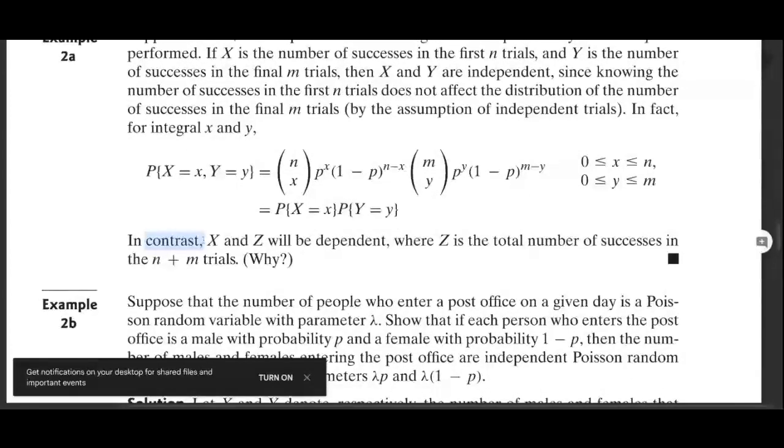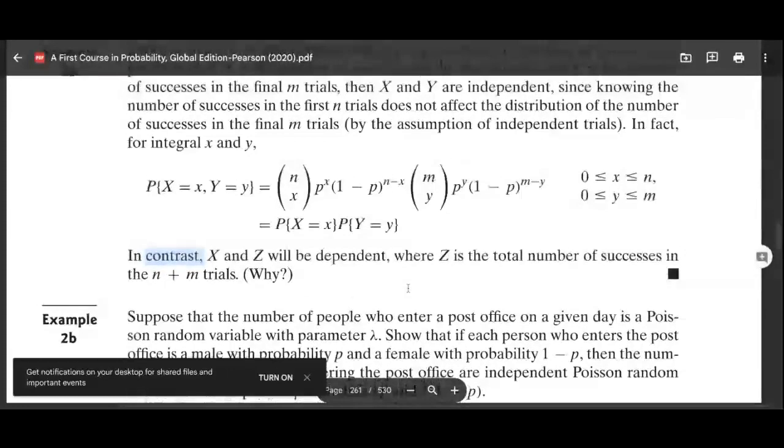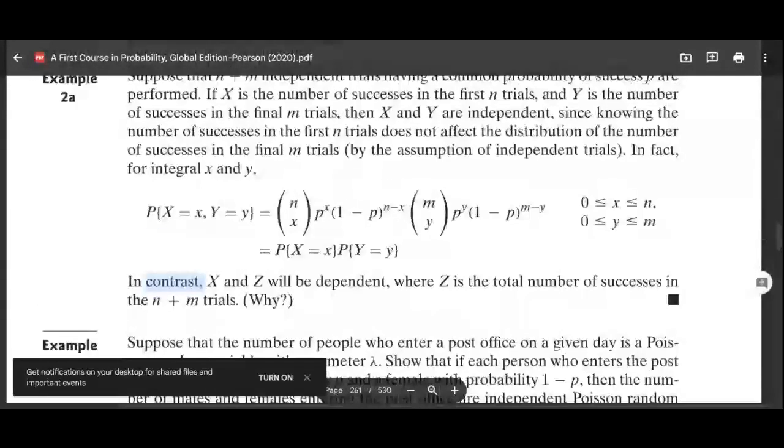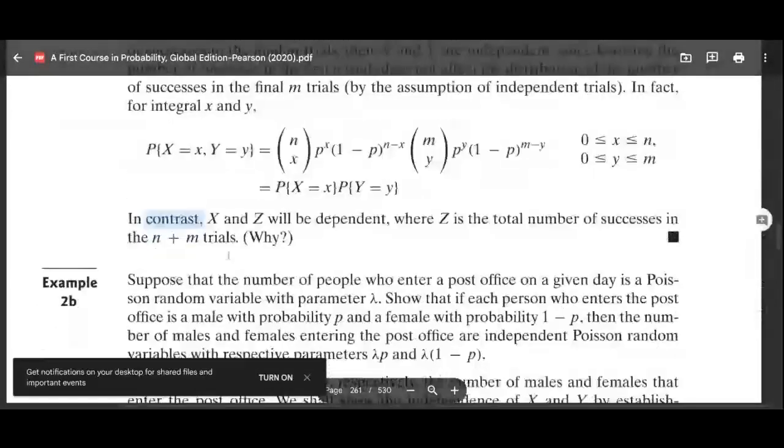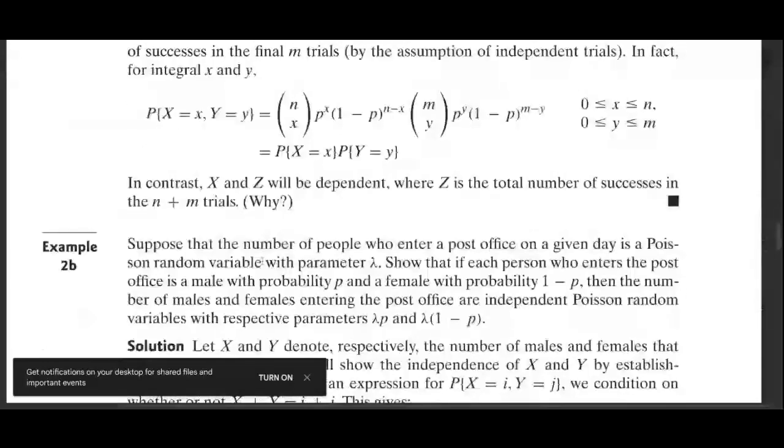In contrast, X and Z will be dependent, where Z is the total number of successes in the N plus M trials. Right? So that's the first example.